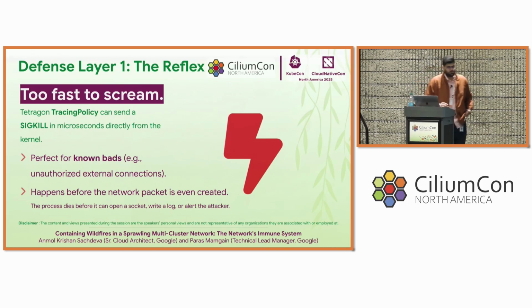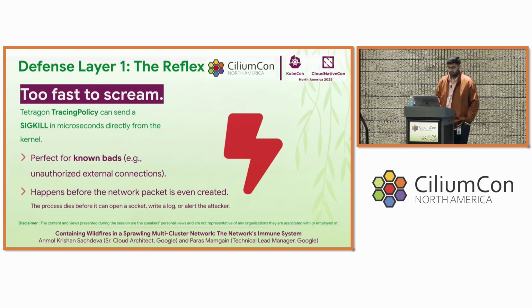So let's come to the first layer of defense, which is where the reflex system comes into the picture. This is where we will be leveraging something called the tracing policy that is available in Tetragon. At a high level, if any specific signature is detected, then a defined set of actions will be performed based on what is defined in the policy.